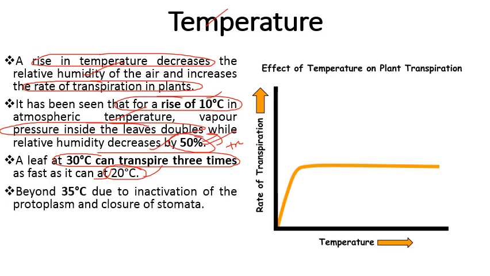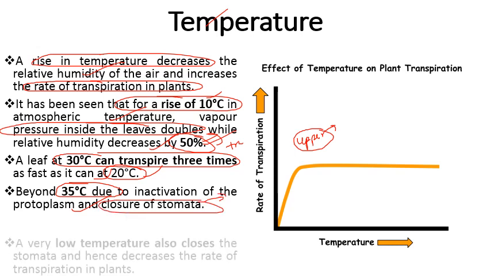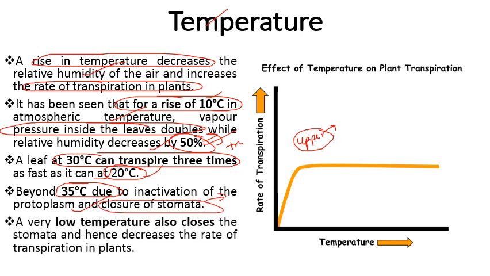But there is a certain check or upper limit for the temperature range. Beyond that range, plants are unable to transpire, means they stop the process of transpiration. Beyond 35 degrees Celsius, due to the inactivation of protoplasm and closure of stomata, there is decrease in rate of transpiration. A very low temperature also closes the stomata and hence decreases the rate of transpiration in plants.